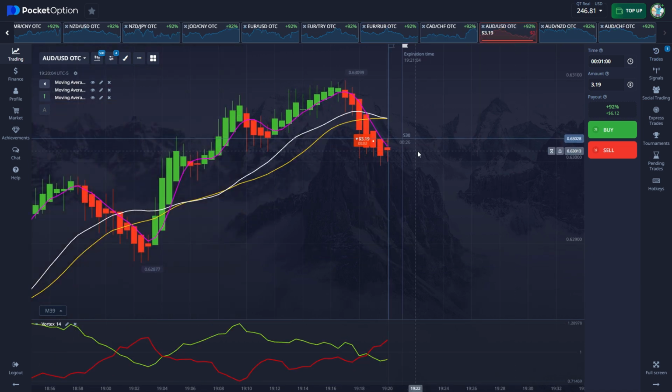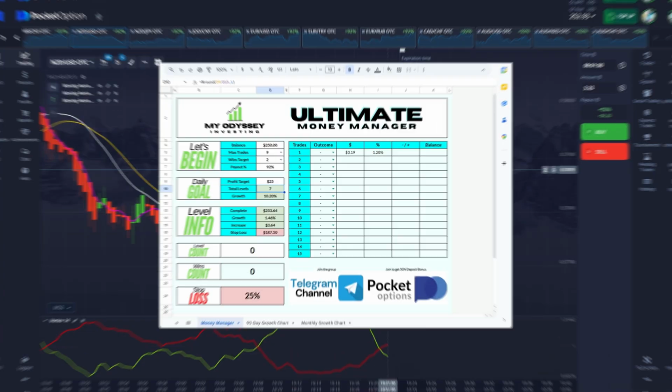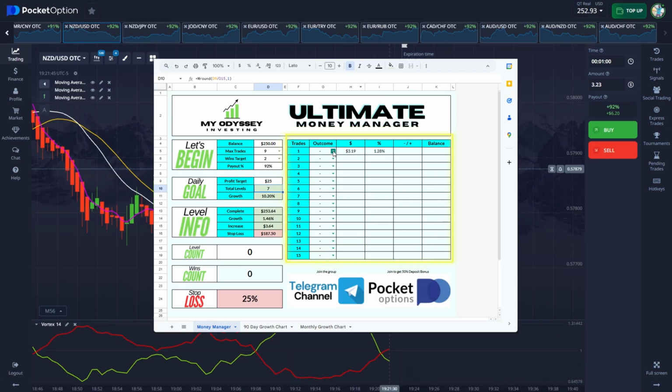Okay. Oh, that was a big bump. Hey, there we go. It jumped up and then jumped back down. So that is a win. So with the Ultimate Money Manager here, we will choose win. And because we cannot trade under $1, we will complete this level. So we have won this level.